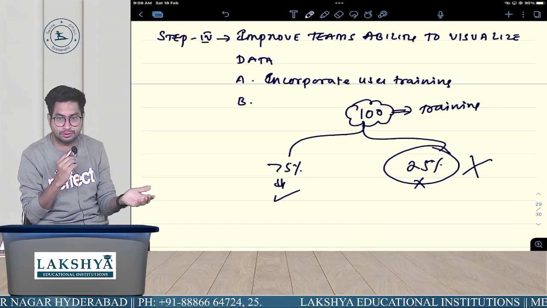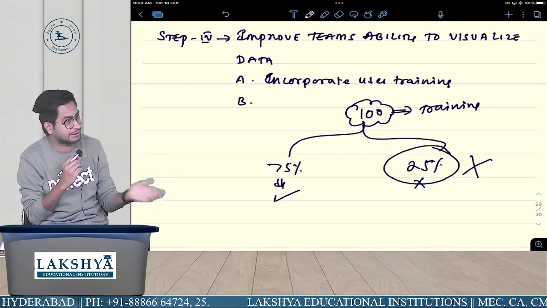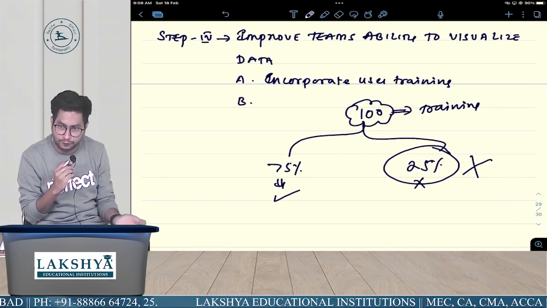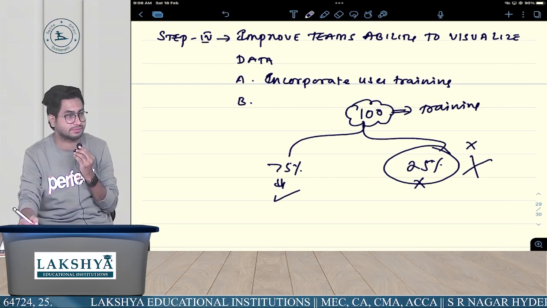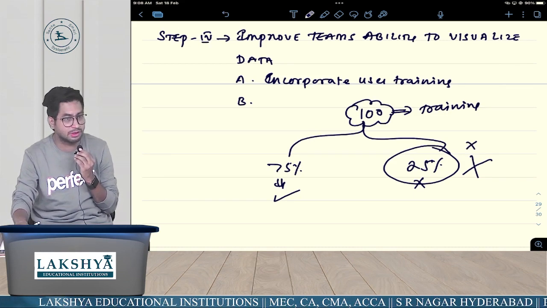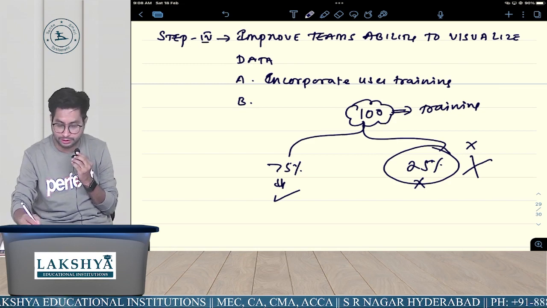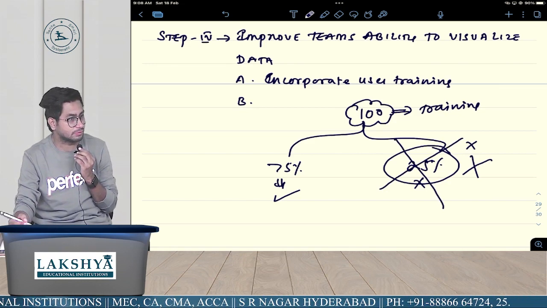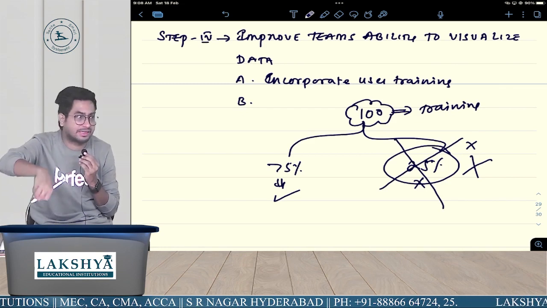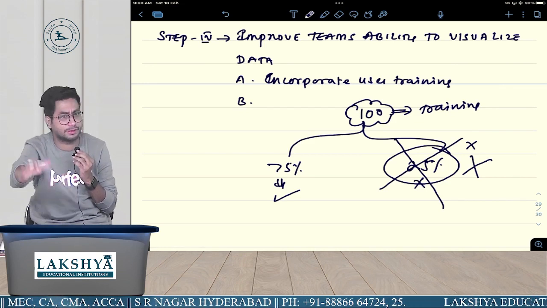I asked them to attend the training. They attended the training also. After attending the training also, there is no improvement in their performance. What should I do? Should I keep them or should I remove them? Remove them. But when I remove this 25% of employees, what do I have to do? I have to hire other employees. Should I hire new employees or should I completely ignore them?